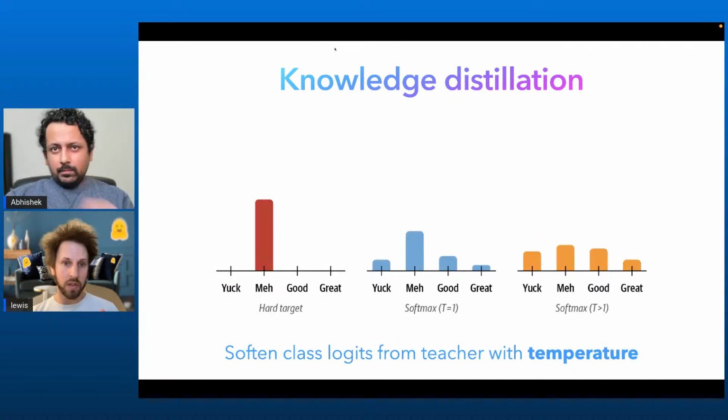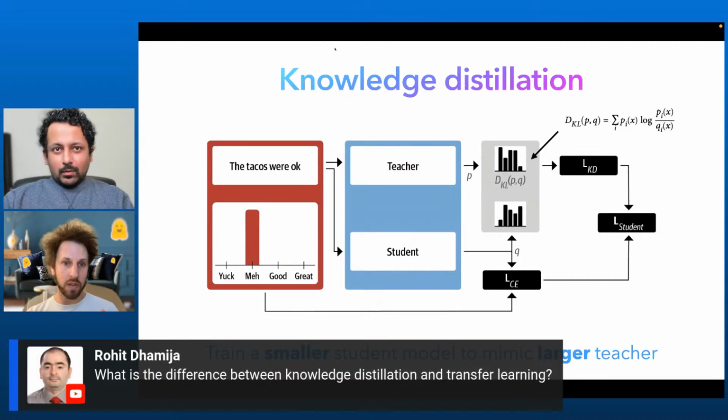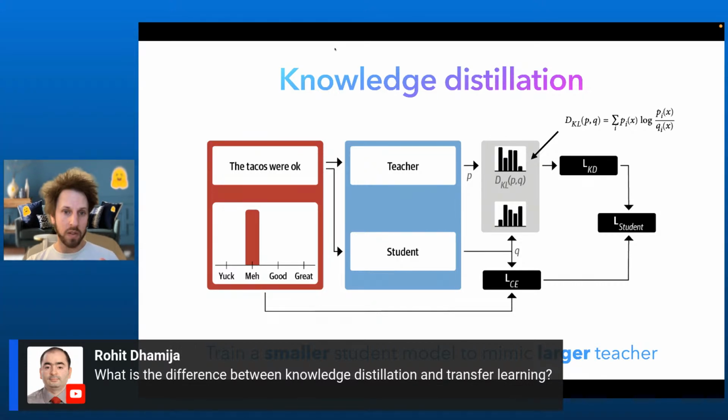Any questions on knowledge distillation? Yeah, so there are some questions around knowledge distillation. So let's take a few of them. Sure. So the first question is, what is the difference between knowledge distillation and transfer learning? Great. That's a really interesting question.